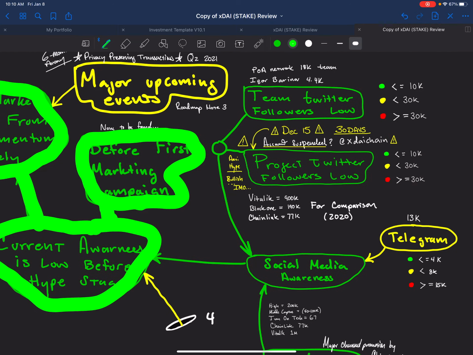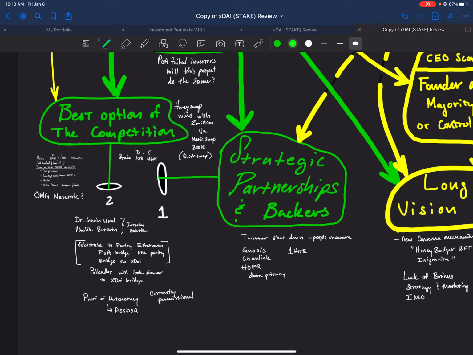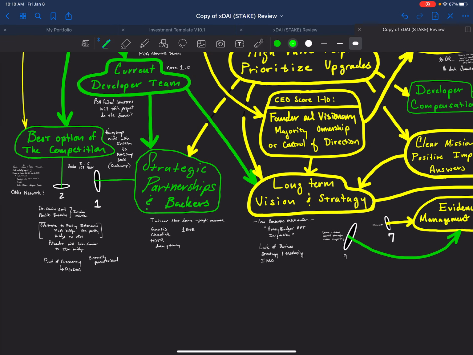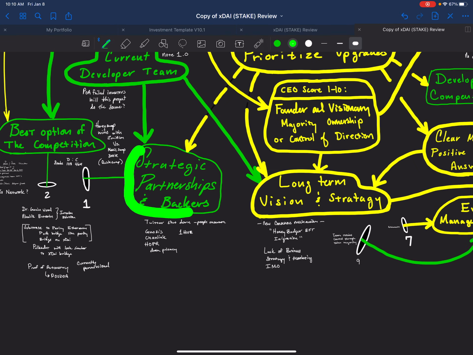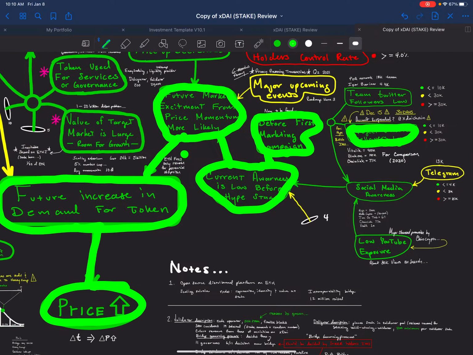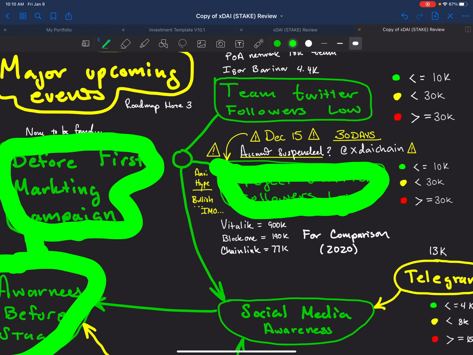Now, one thing to note, their Twitter is down. You can see that as being bullish, or you can see it as being bearish. But that is one thing they're failing to do, is keep hype for the project. For instance, when they announced strategic partnerships, which I did put green because they do have some good partnerships, such as Gnosis, Chainlink, HBAR, Data Privacy, and Hive, people will not become aware of those partnerships because their Twitter is down. Their account is suspended, so who knows.